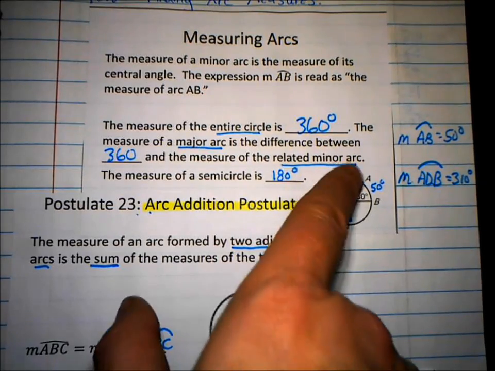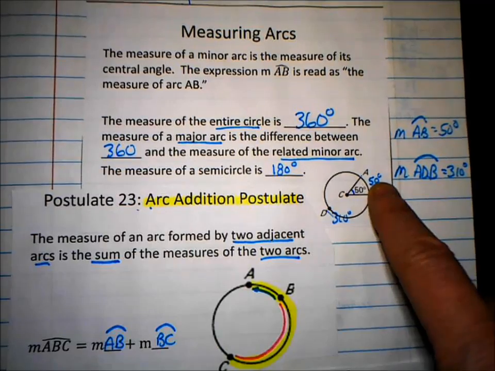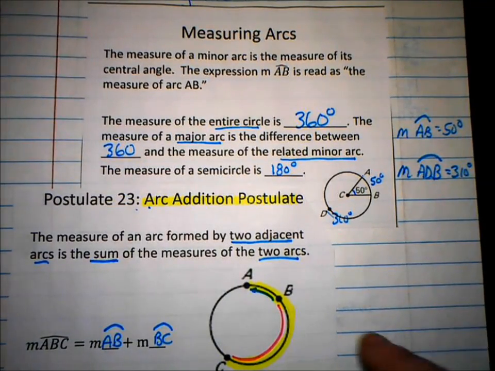So the major arc is 3 letters, minor arc is only 2. Remember, the major arc is over 180.